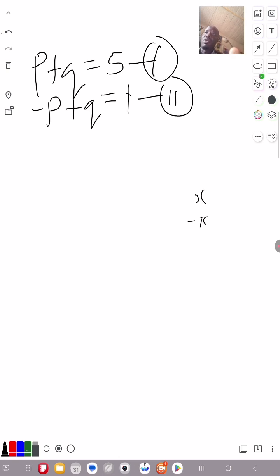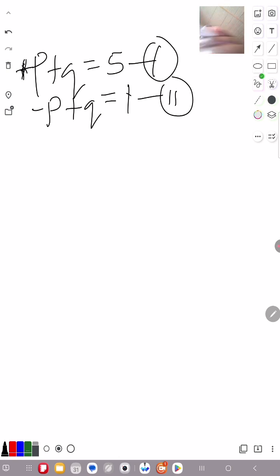Take note, please. If you don't understand what a coefficient is, I believe you can just read about it online, or you can send me a DM to explain how to get a coefficient in a given variable. So since this is plus 1, this is minus 1. So this is plus 1 here.